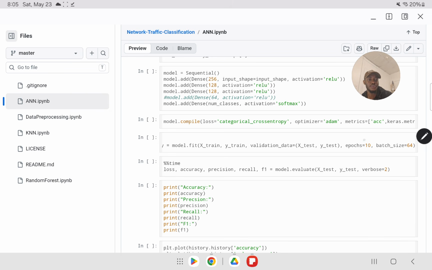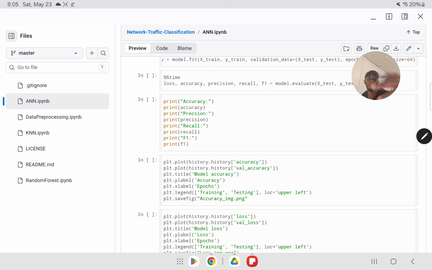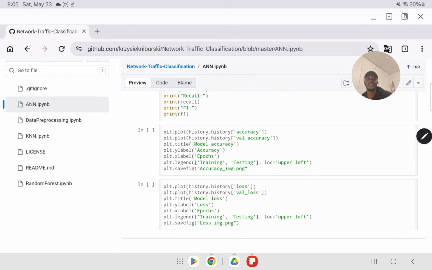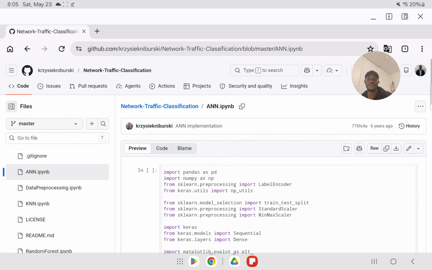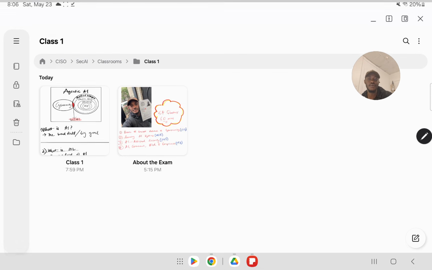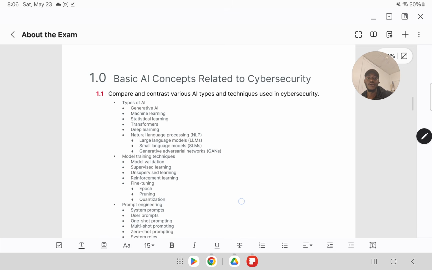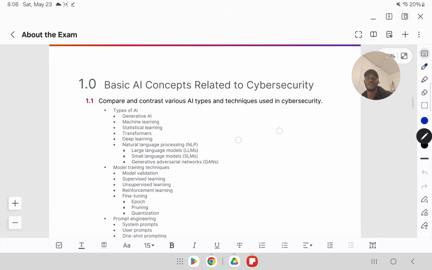These kinds of questions also show up in the exam. And then we have to measure the model's performance based on accuracy, precision, recall, and F1 score. So this is an example of how AI and network traffic can be used for security. So I've covered the basics of chapter one.